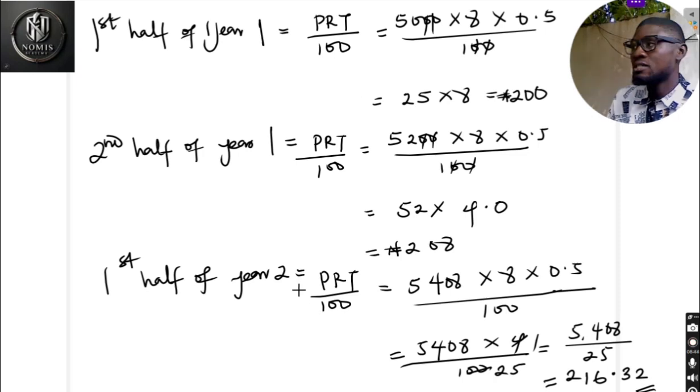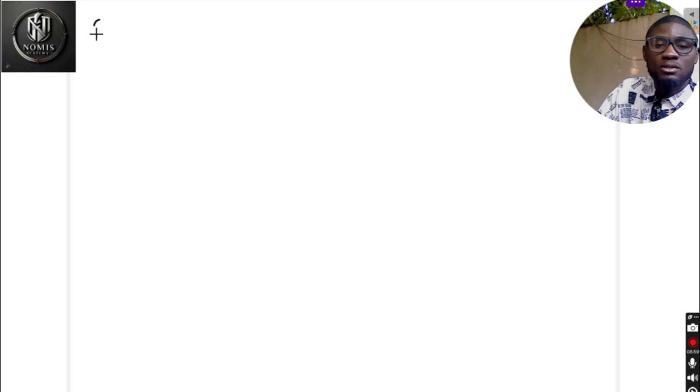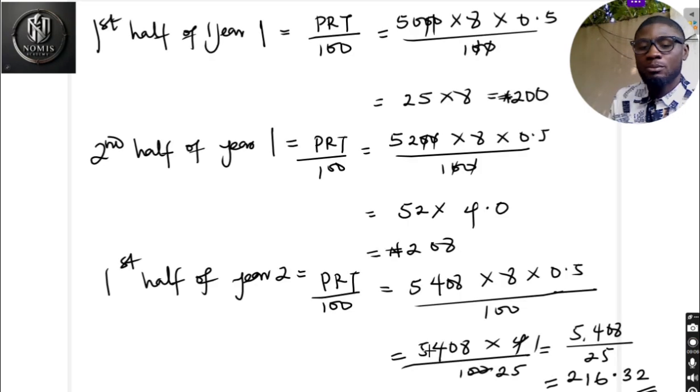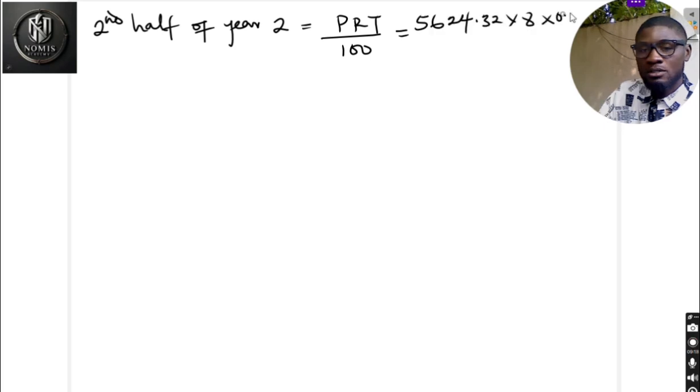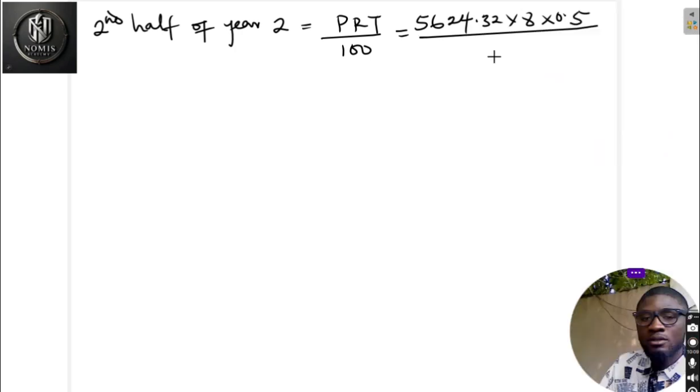So let's calculate for the second half of year 2. So we still take PRT over 100. So the principal now will be what? Remember that our last principal was 5,408. So we got 216.32. When we add it up, we have 5,624.32. So let's take that. 5,624.32 multiplied by 8, multiplied by 0.5, over 100.